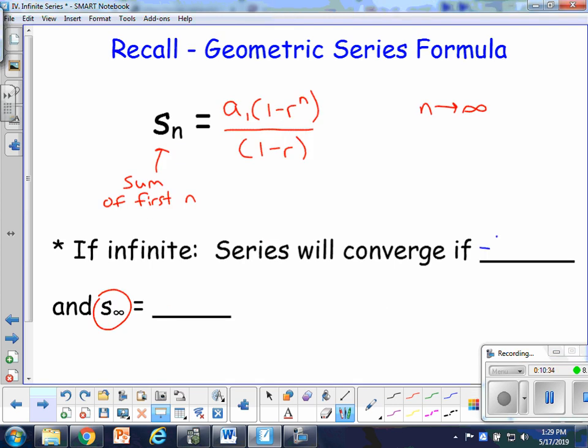So you will only converge if the ratio is between -1 and +1. Otherwise, the thing will diverge to infinity. So that's the trick to see if it's going to converge or not. All you have to check is: are you multiplying by a number between -1 and 1?